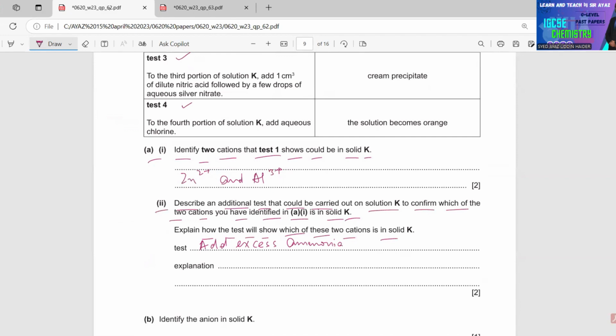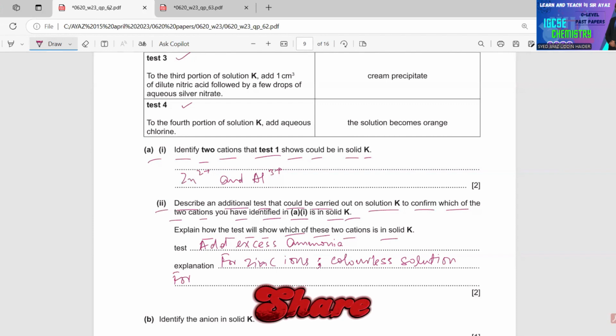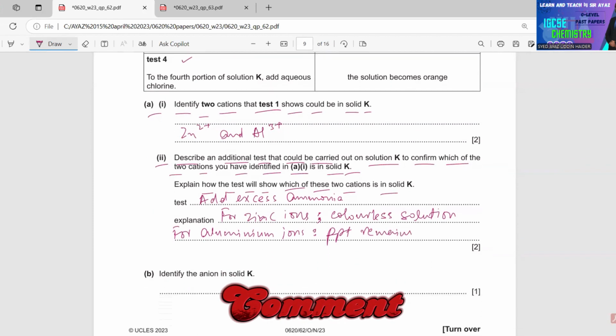In this case, now you have to mention for Zn2 plus ion or zinc ions, colorless solution. For aluminium ions, the precipitate remains because it's insoluble. You can even write unchanged.